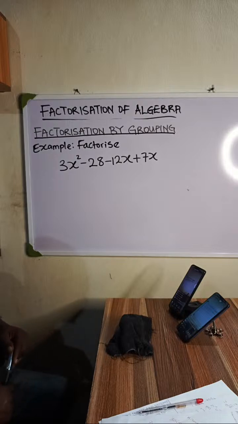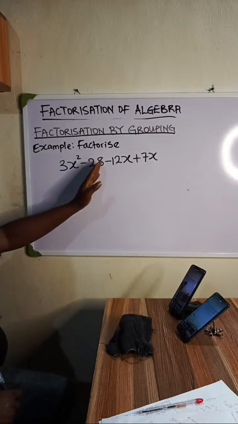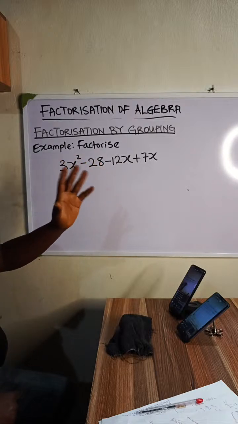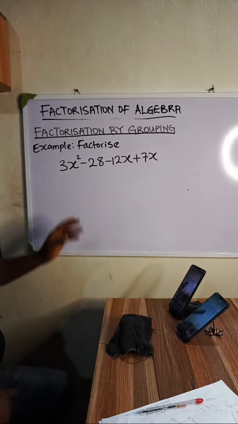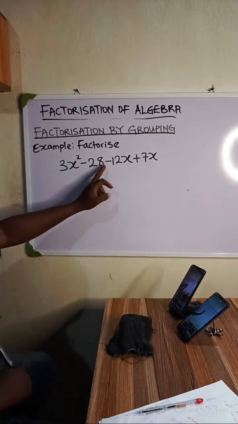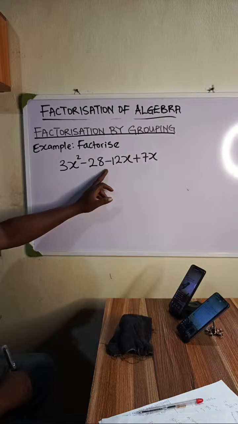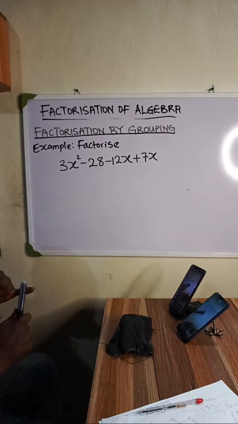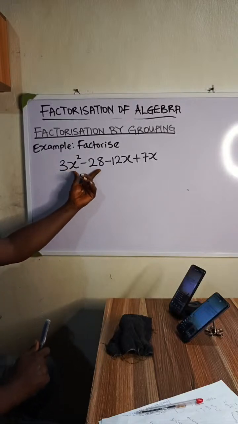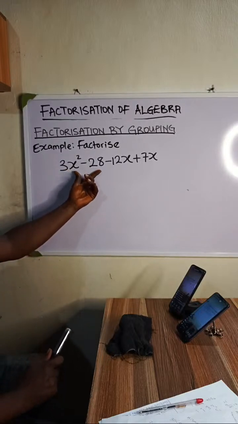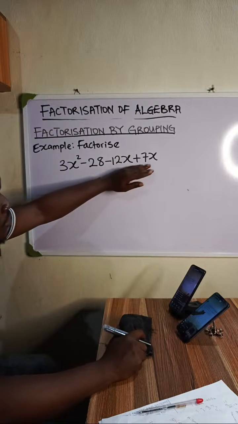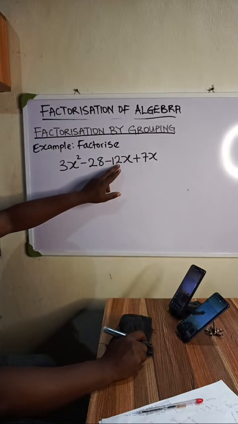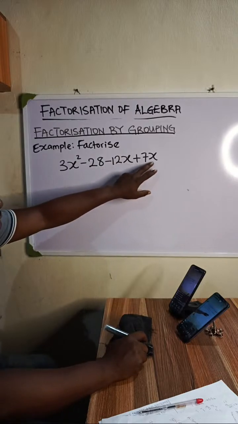No, there's no number that can divide both 3 and 28. This means they don't have a common factor. Now you have x squared here, but you don't have x here. So we have considered the numbers, we've considered the alphabet, and we can't find anything in common in this first group. Going over to the second group, we have 12x and we have 7x.